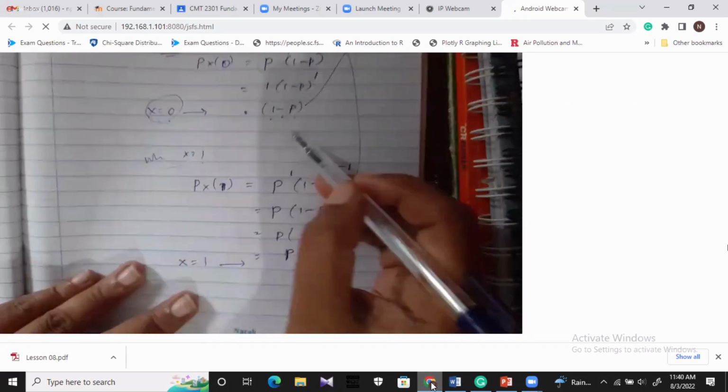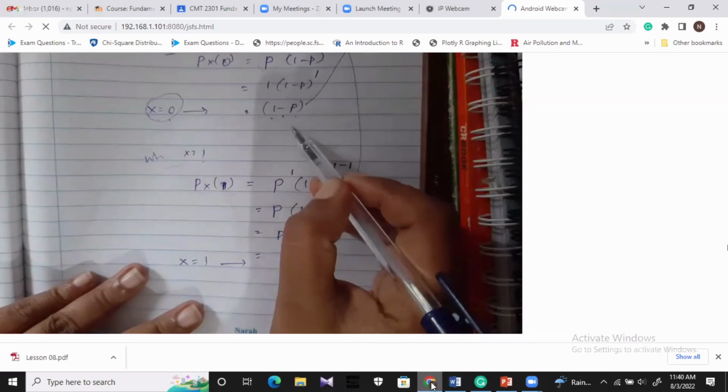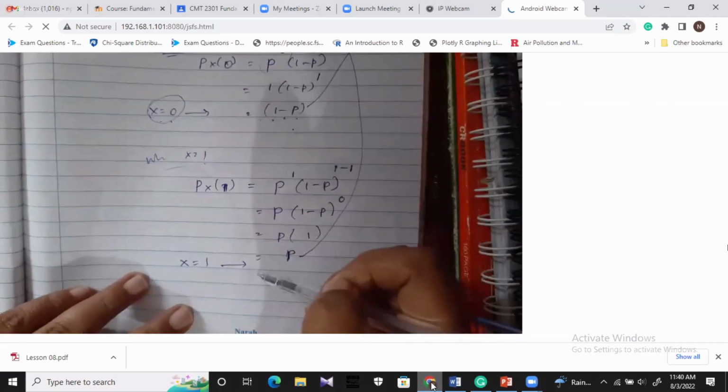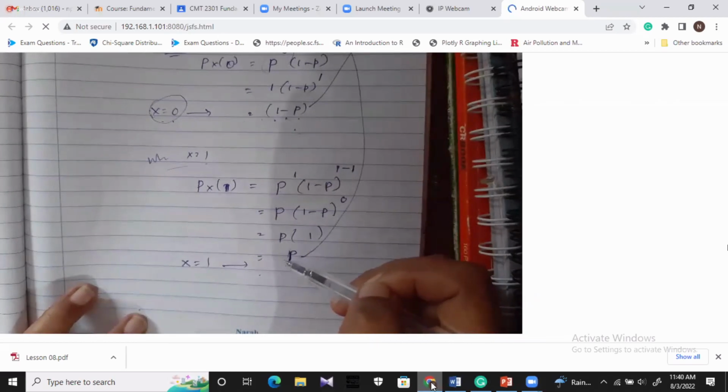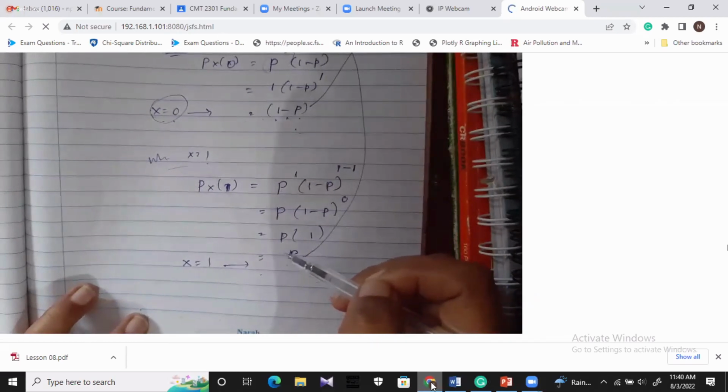Right? When x equals 1, the probability is P. When x equals 0, the probability is 1 minus P. Here also, when x equals 0, the probability is 1 minus P, and when x equals 1, the probability is P. That means the Bernoulli distribution can be written in two ways.